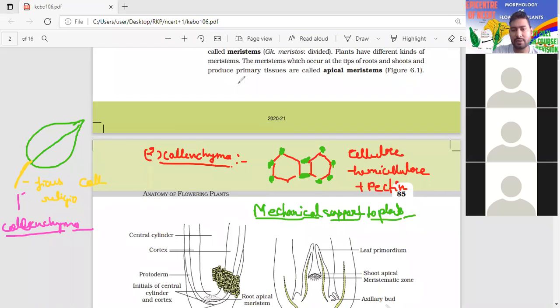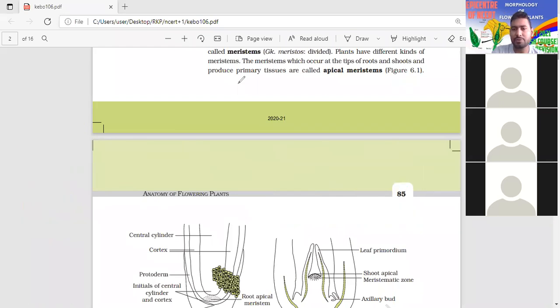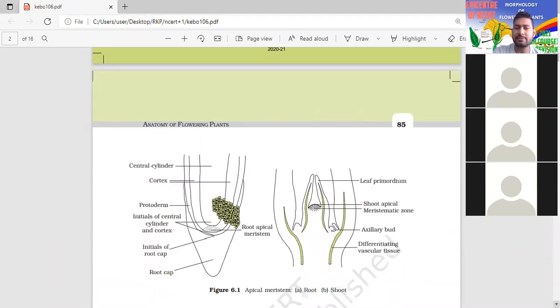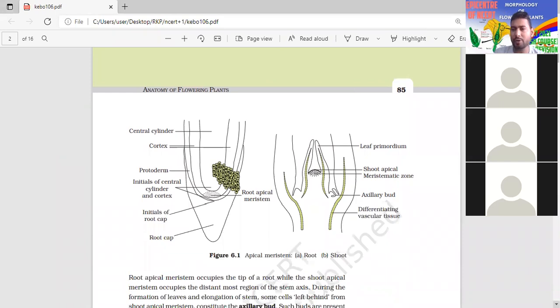Yes, sir. Very good. Now come to the book, the NCERT. This figure is very important. This is talking about the apical meristem. I have already discussed it, but this is the NCERT figure, and I'm going over it again because I taught only with the PPT. So this is the shoot apical meristem. They have given the shoot apical meristematic zone, and this is a very important point.